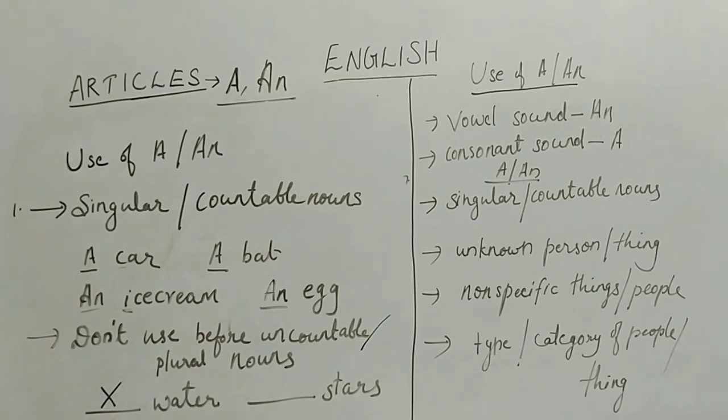And the second example, stars. Okay. Stars, it's a plural noun. It's not a singular noun. Many stars are there. Can we write a stars? No. Can we write an stars? No. So here, before uncountable or plural nouns, we can't use indefinite articles.